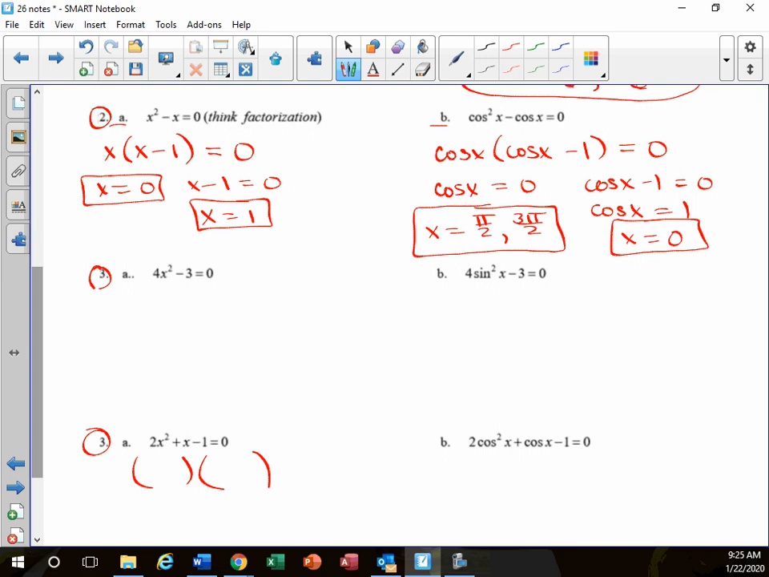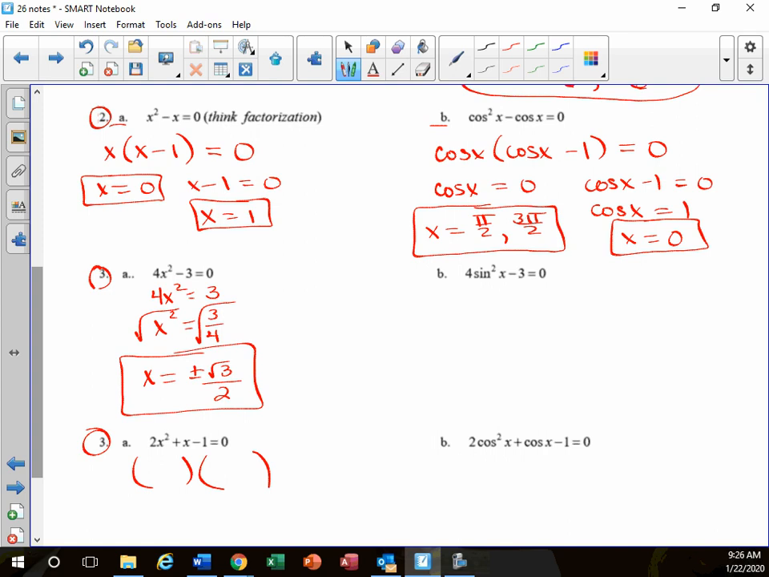Number 3, not a factoring problem. What'd you guys do? Okay. So you added the 3, divided by 4. Yes, I know where you're going. And then we can square root both sides, right? What do we need to remember when we take the square root? Plus or minus. So this is really plus or minus root 3 over 2. Okay.